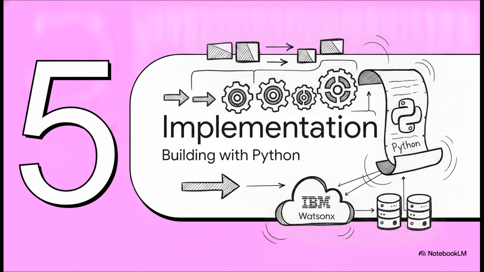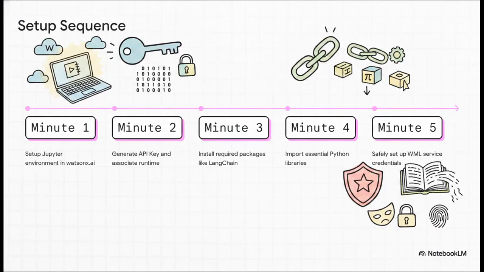Time to actually build this out using Python. We're going to breeze through these initial 5 setup steps so we don't get bogged down in boilerplate code. First, you set up a Jupyter Notebook environment, say in watsonx.ai. Next, you generate your API key. Install the necessary packages like LangChain and watsonx LLM. Then, you import those essential libraries into your script and safely set your credentials using the getPass module to protect your keys. Pretty standard, best practice setup, right?